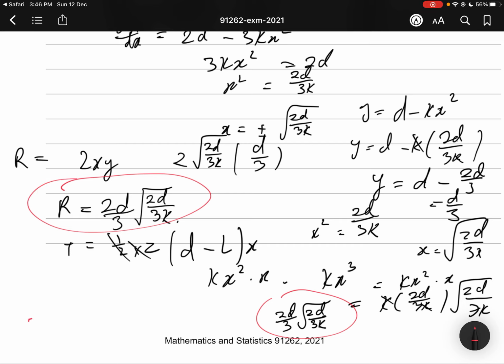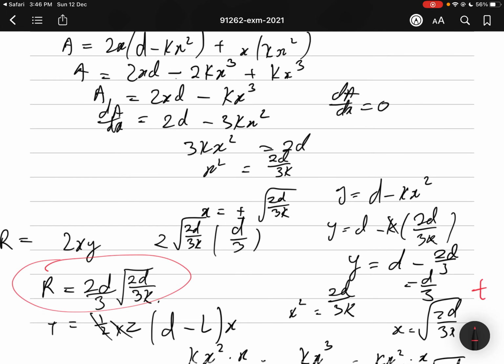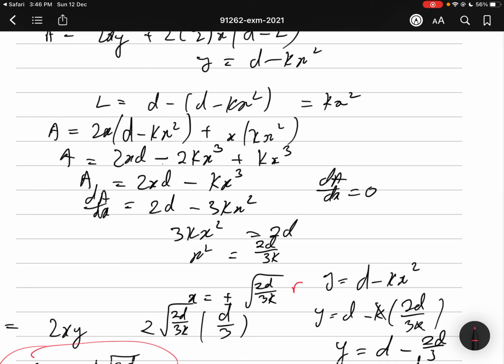Therefore we can say that the area of the rectangle is equal to the area of the triangle, which is as required. And that will be an excellence grade for sure. A merit grade should come if you can find the generic x value for the maximum area, which is this point here. And then achieved should be if you can find a generic expression for the area.